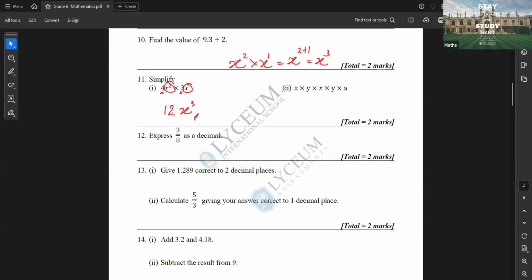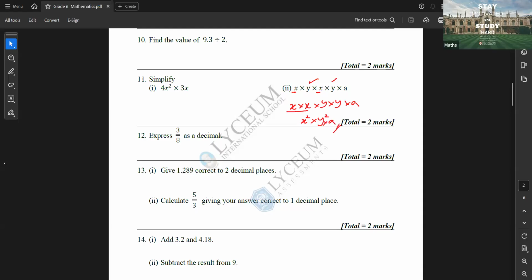The next question. You can multiply here x and here x, which is x to the power 2. Then here y and here y, which is what? Y to the power 2. If you want, you can write it like this, taking x and x together, and y and y together. So x is what? X to the power 2. Y is what? Y to the power 2. That's the answer.